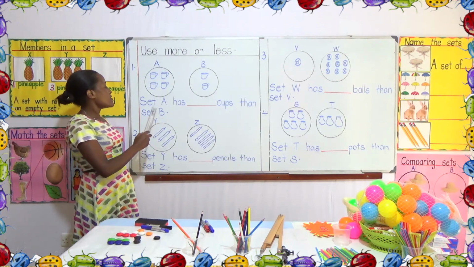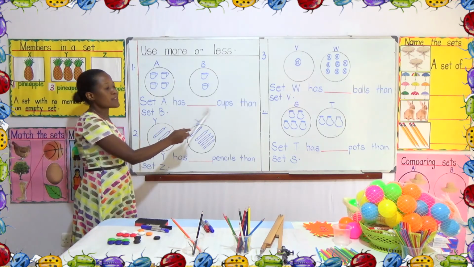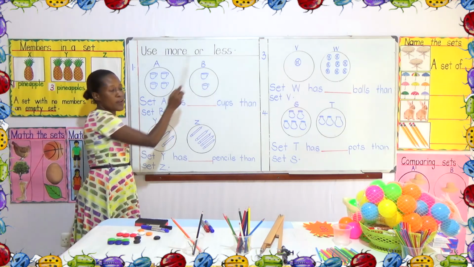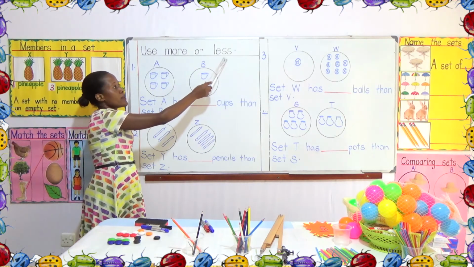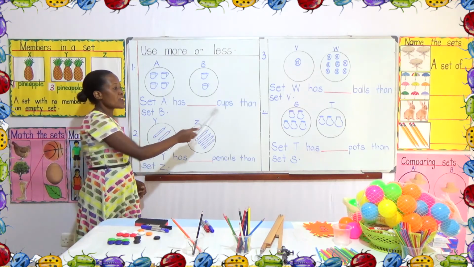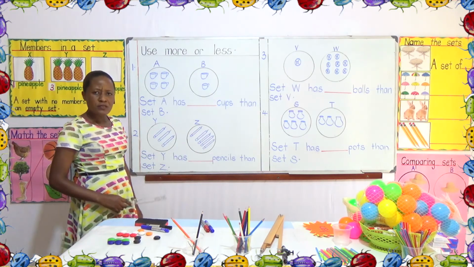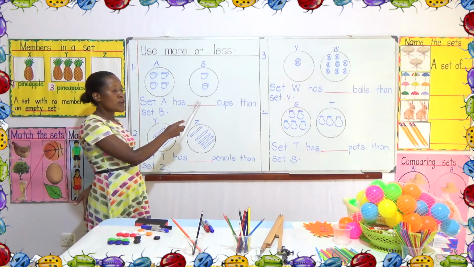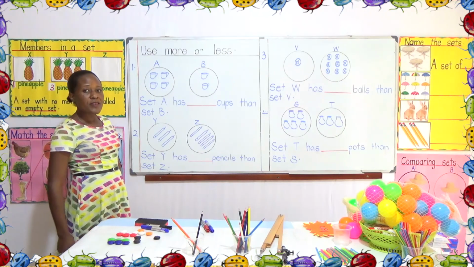Are you going to say set A has more cups than set B, or set A has less cups than set B? Use that word or that other word. Those 2 words are more and less. Just use one of them. Set A has dash cups than set B. You either use more or less. Remember to count the members in each set.